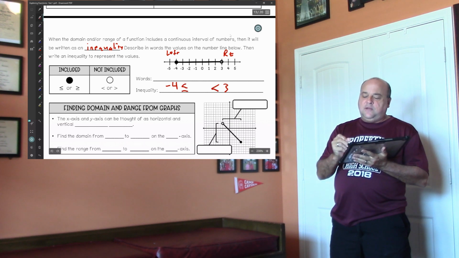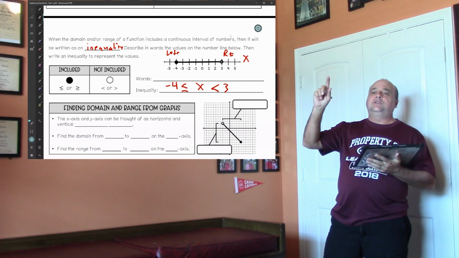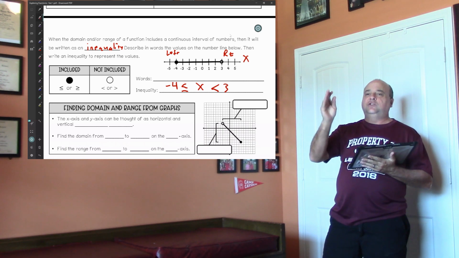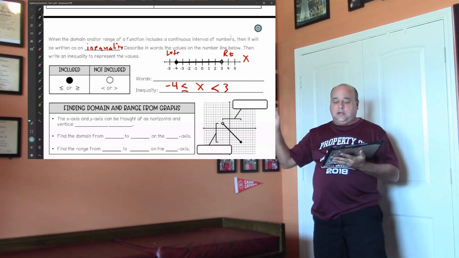And y'all have never done this before. And this is going to be our x-axis in it. This is how you write down a set of numbers. Goes from negative 4 and is less than 3. Okay, so we're going to start at the negative 4 and go to the 3, but not include it.